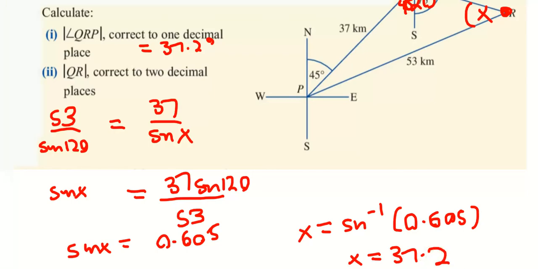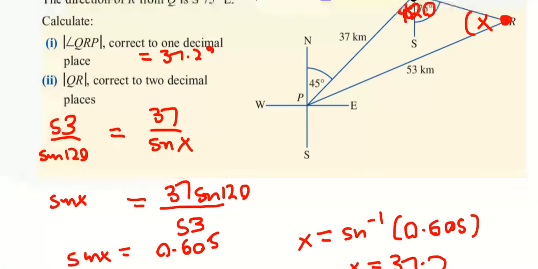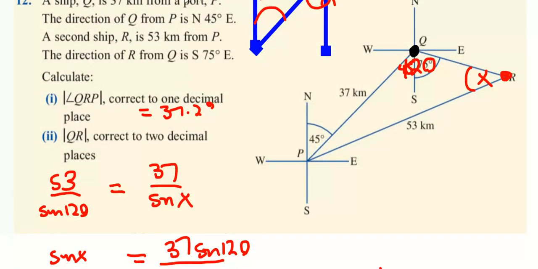Everybody happy so far? Now, next thing is QR. We have to find out where QR is. Where's Q to R? We can target Q to R here, like so. Now, because we know the angle of X, we now know all three angles, don't we? Okay, we should do anyway. We will in a second, Sam. Is everybody having that other angle, 37.2? We just got it a second ago, didn't we?